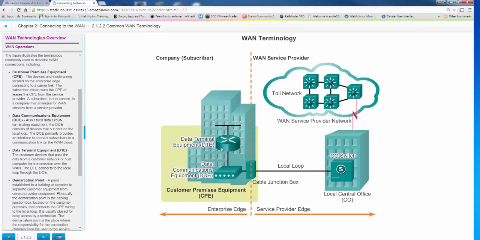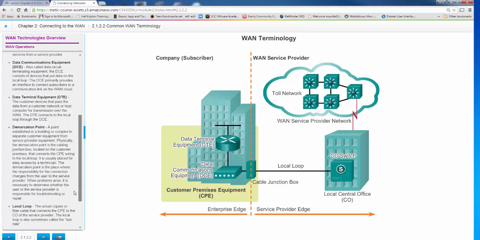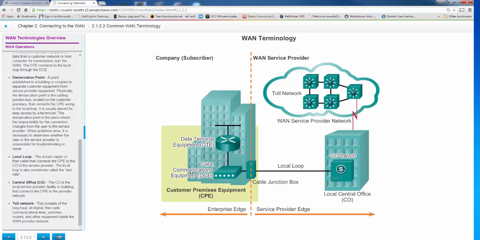And typically the DTE is customer premise equipment that is owned by the customer. This can be the router that's connected to the CSU/DSU. It could be a multilayer switch that's connected to an incoming Ethernet connection that's being powered by some type of CSU/DSU. It's really anything that the customer owns that doesn't provide clocking and connects to DCE equipment is going to be your DTE.